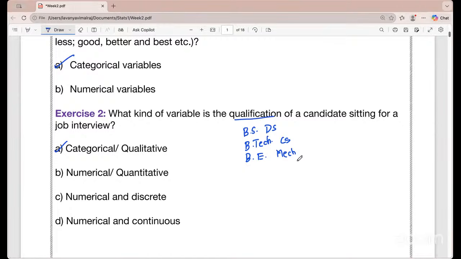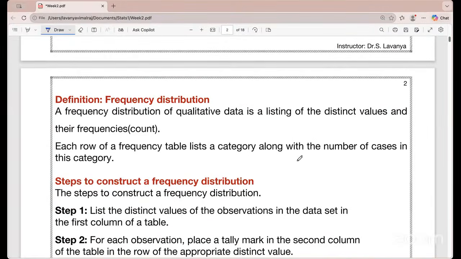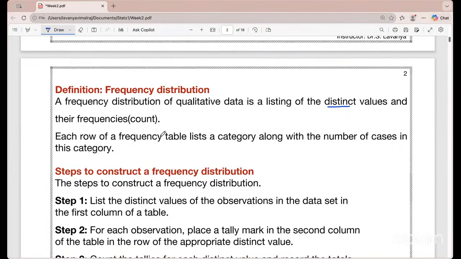Okay, fine. Now moving forward to the topics from week 2. First we'll understand what frequency distributions are. A frequency distribution of qualitative data is a listing of the distinct values and their frequency counts. We don't list whatever is given in the data, we just list only the distinct values, and for each distinct value, the count. Just by looking at this statement it might not be clear, but when we do examples this is going to be very easy.